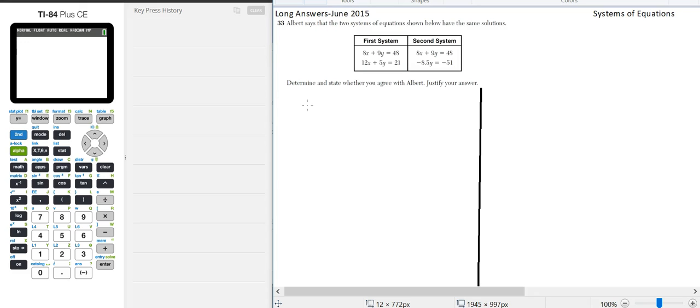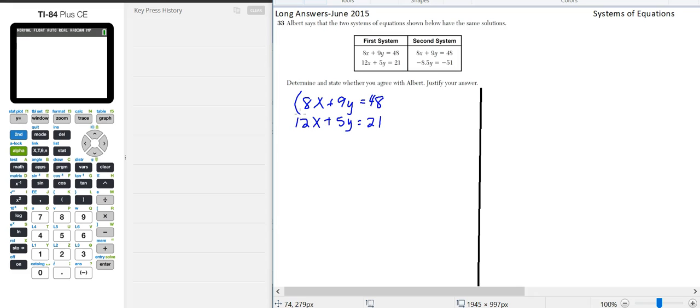But notice that if we would add our equations together, 8x plus 9y is equal to 48 plus 12x plus 5y is equal to 21, that would not eliminate any variables. The point of elimination by addition is that we want one of the variables to fall out when we add the two equations. So we're going to have to rewrite these equations.